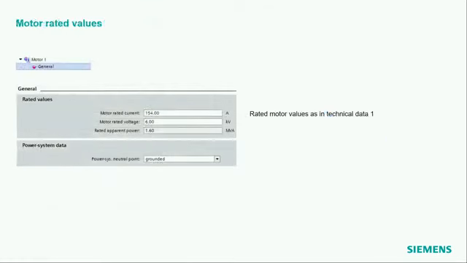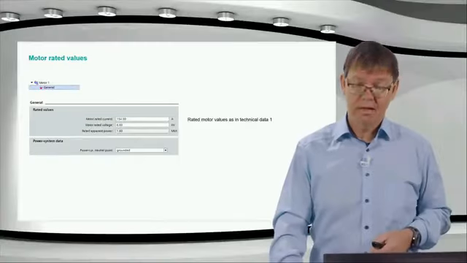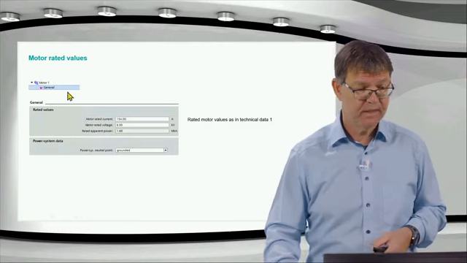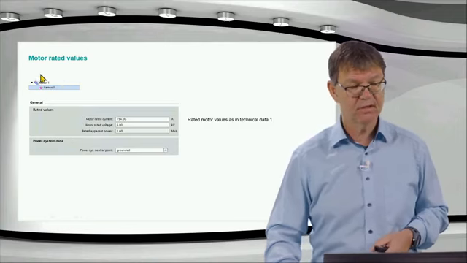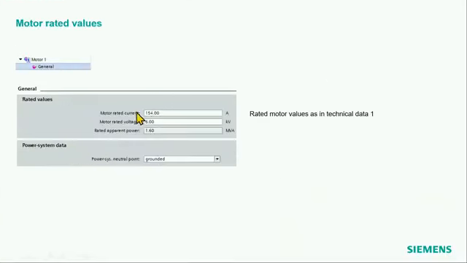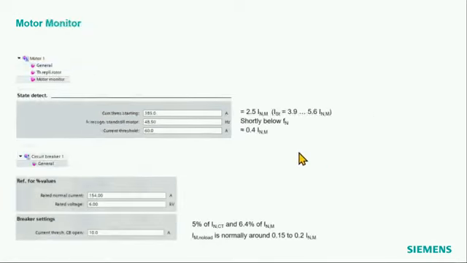So next step, what I would do is to enter the rated values of the motor data, and we find this here in the motor function group under general. There we have the rated current and the rated voltage of the motor, and here the DIGSI program calculates then the apparent power. Okay, then the motor monitor.